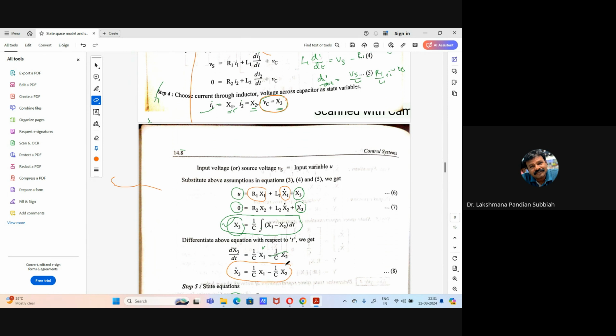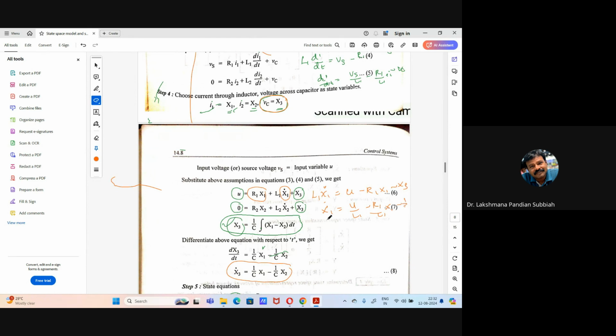So the third equation. First consider the first equation. In that equation you have to take x1 dot on one side: L1 x1 dot equals u minus R1 x1 minus x3. Then x1 dot equals u by L1, minus R1 by L1 x1, minus 1 by L1 x3.